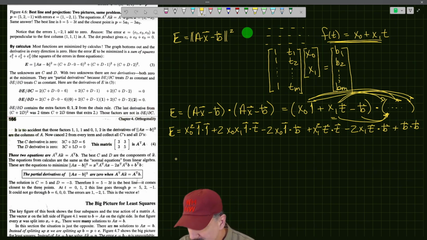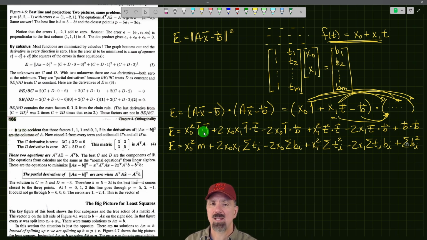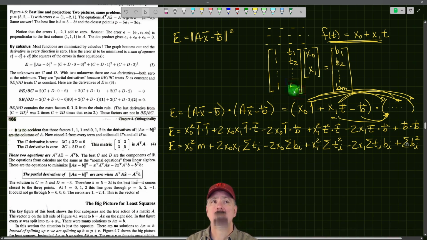Let me rewrite it. All right, so what I've done here is rewritten it, and I've actually taken a look at what these dot products are. So 1 dotted with itself is going to be 1 plus 1 plus 1 plus 1 plus 1. We're going to add that up m times because we have m data points. So that's just going to be m. This is going to be the sum of the values in the t vector. This is the sum of the values in the b vector. This is the sum of the values in the t vector squared. This is the sum of the t's times the b's, and this is the sum of the b squareds.